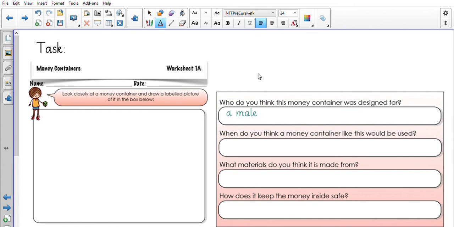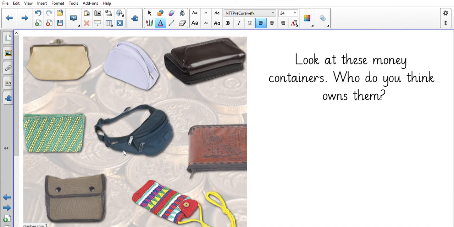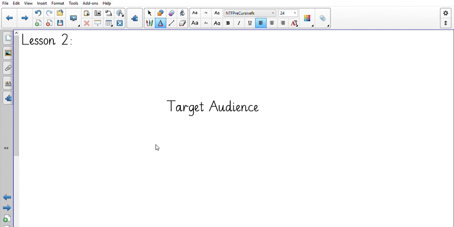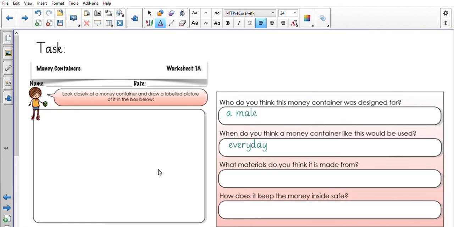And when do I think a money container like this will be used? I think every day. So if we go back to this one, this is probably something that's used by somebody who needs to have their hands free. Could be somebody who's going on a long walk and doesn't want to carry something. Could be somebody like a window cleaner that we've discussed. So it might not be used every day. But this one, I think, probably is. So you are going to answer these questions based on your money container.